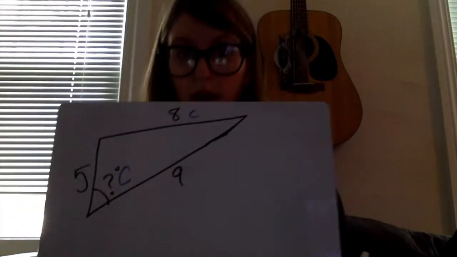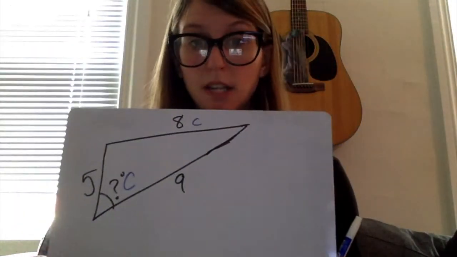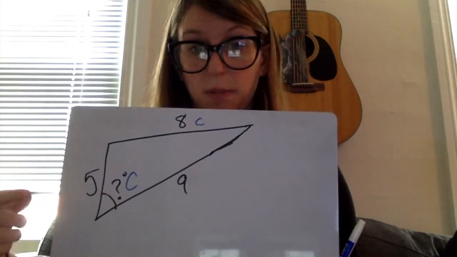And it does not matter if this is A, or if that's A, or if this is B, or if this is B. I don't care. I'm just labeling it how I see fit. So let's call 5 A and 9 B.